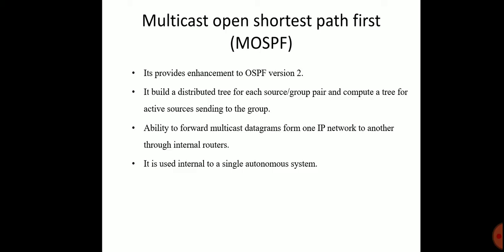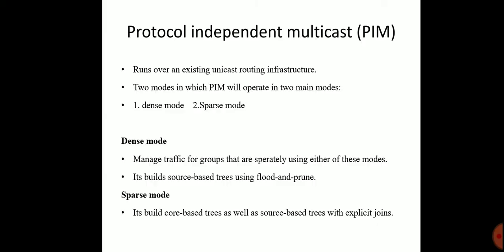Now the next one is protocol independent multicast. Protocol independent multicast runs over an existing unicast routing infrastructure. It operates in two main modes, that is dense mode and sparse mode. In dense mode, the multicast traffic of groups is handled separately, and it builds source based trees using flood and prune. Sparse mode builds core based trees as well as source based trees with explicit joins.